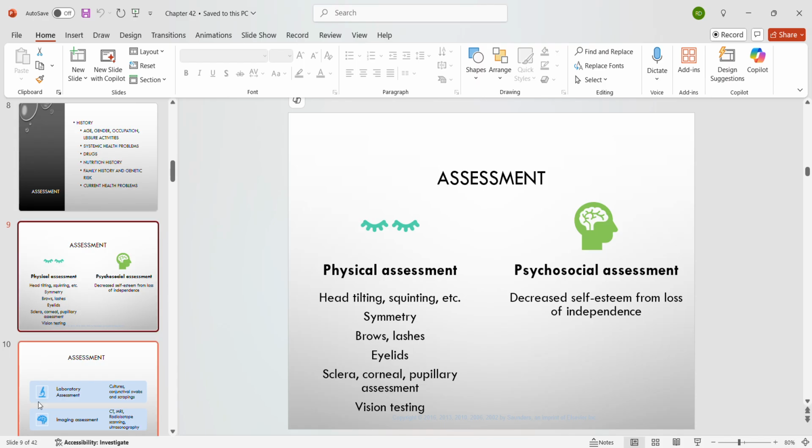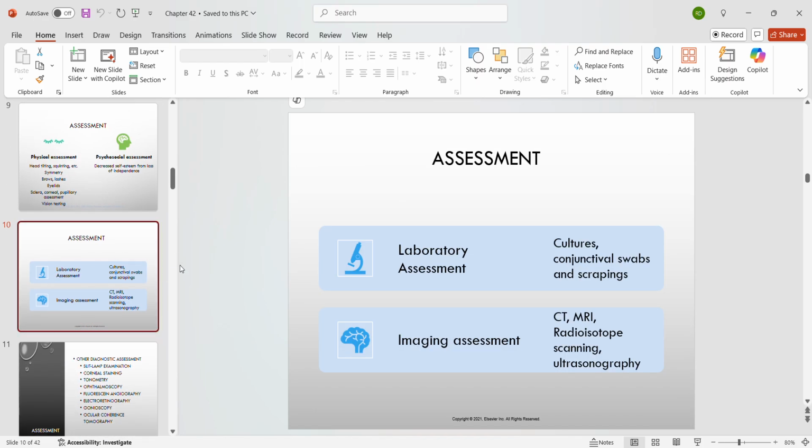All right, so then it talks about laboratory assessments. We can do cultures, swabs, and scrapings to diagnose infection or to obtain specimens before starting antibiotics. We could do an MRI, examine the orbits of the eye, the optic nerve, and evaluate for any ocular tumors. It can't be used, however, for foreign bodies because of the risk of metal with the MRI.